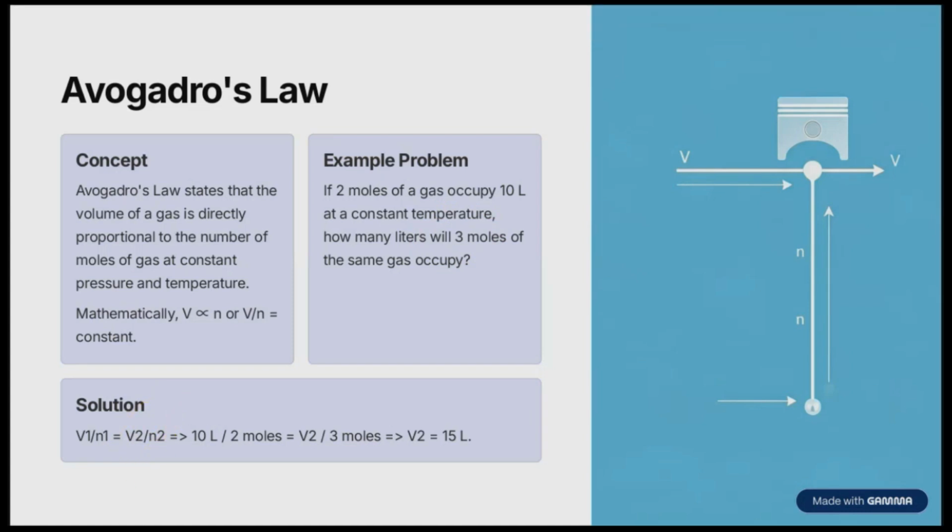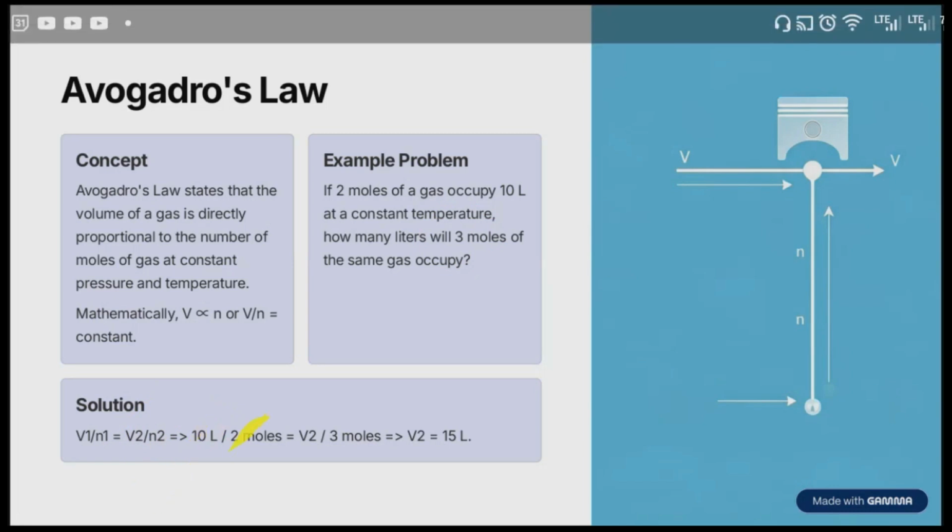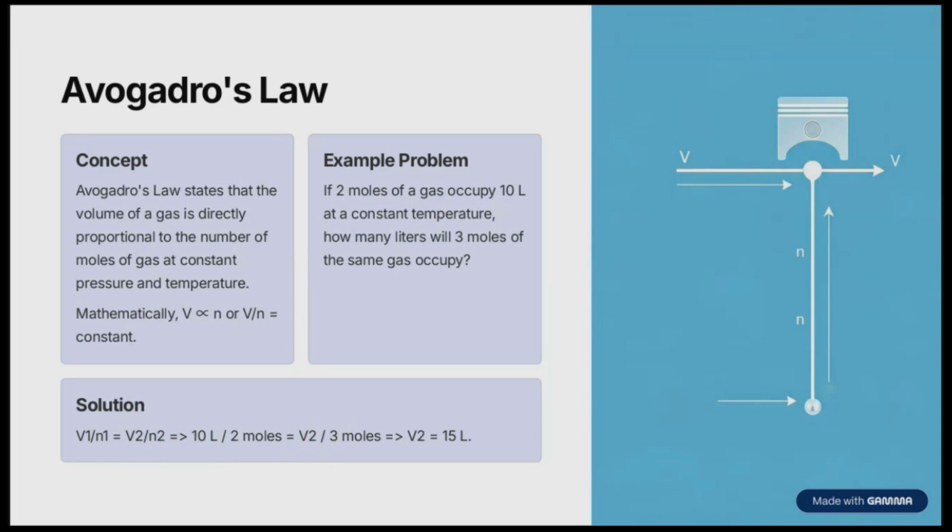So now putting that in the formula, we have 10 over 2 equals V2 over 3. So if we cross multiply and make V2 the subject of the formula, we'll have V2 equal to 10 times 3 divided by 2. So if you solve that, from what I said now, you should be able to get your answer as 15. I don't know if it's clear now.